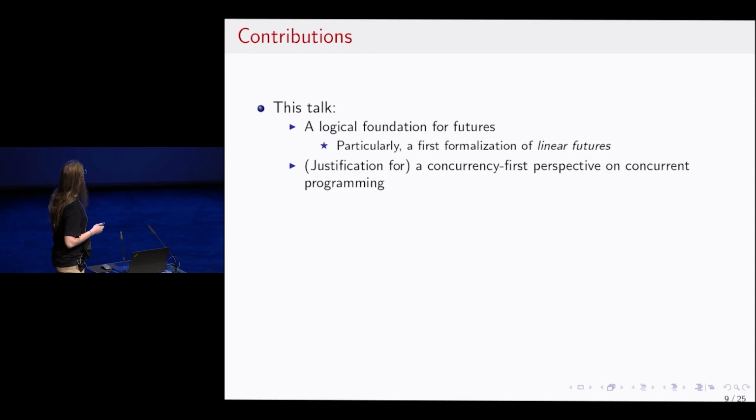So in this talk, I'm going to focus on two contributions of the paper, the first of which is giving a logical foundation for futures, so tying these to a proofs-as-programs interpretation of a logic. And particularly, this will give us, incidentally, a first formalization of linear futures. And I also hope that I'll give some justification for what I call a concurrency-first perspective for concurrent programming.